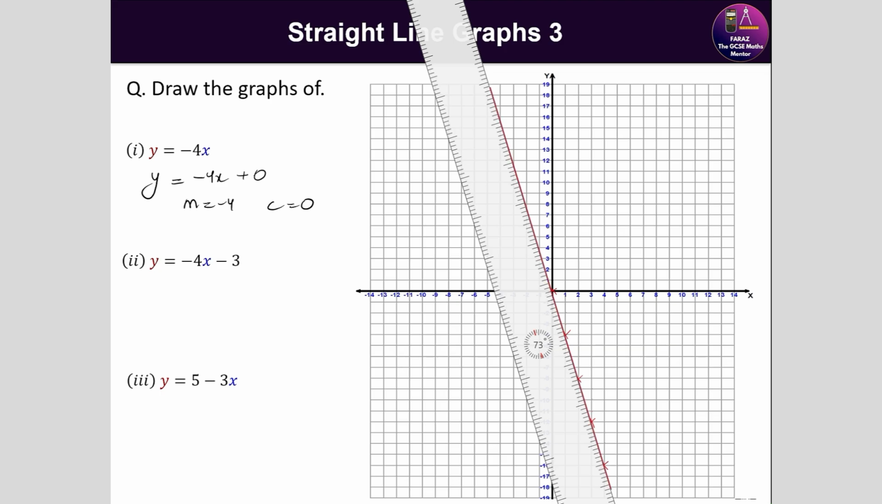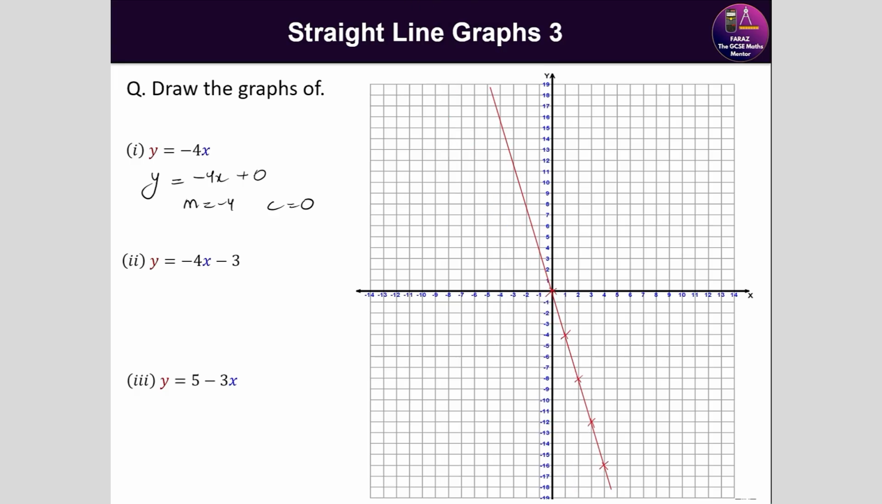So this line has equation y equals negative 4x. Then the second one, y equals negative 4x minus 3. Same gradient, but now it starts from 0, negative 3. 0, negative 3, that's here.